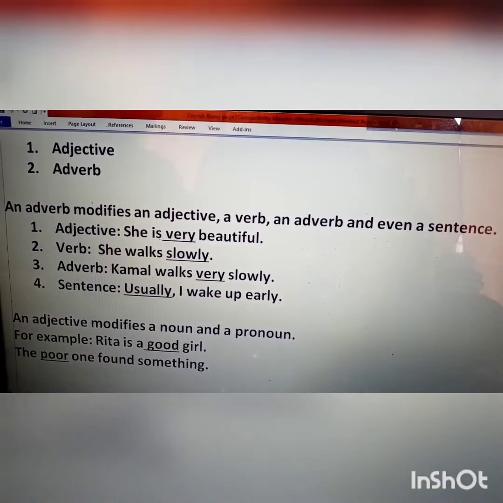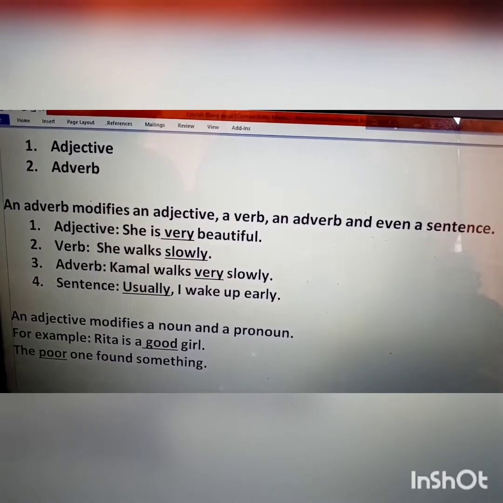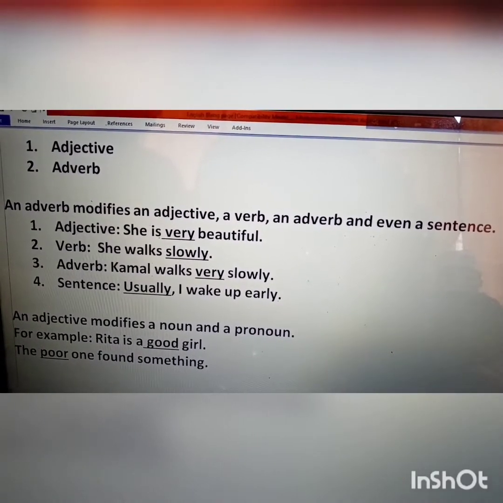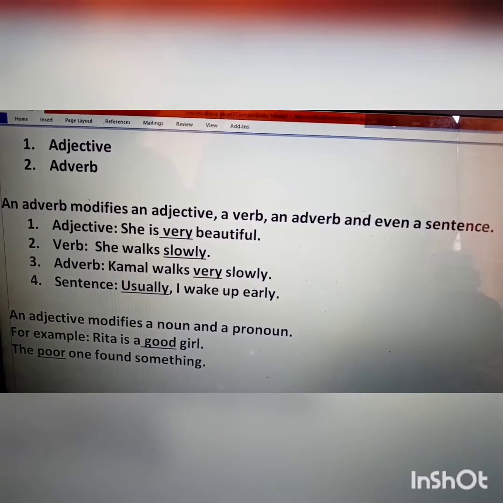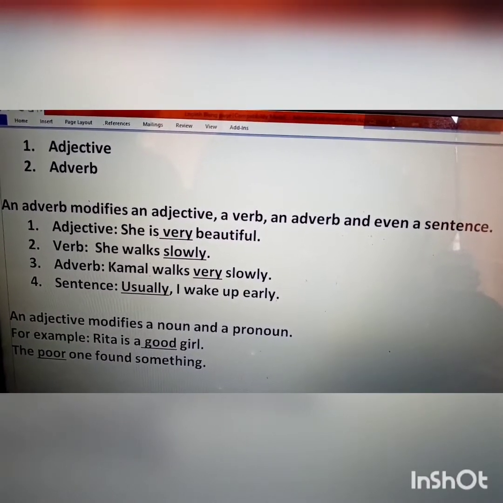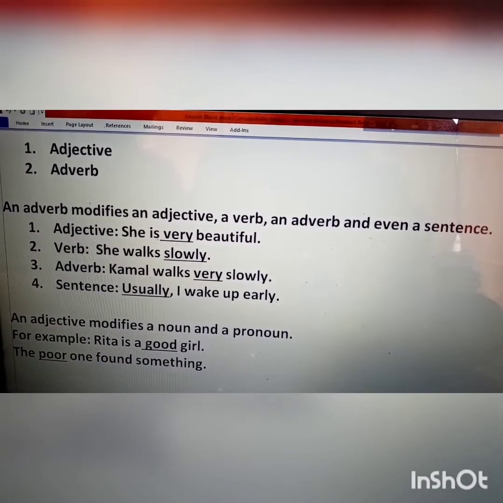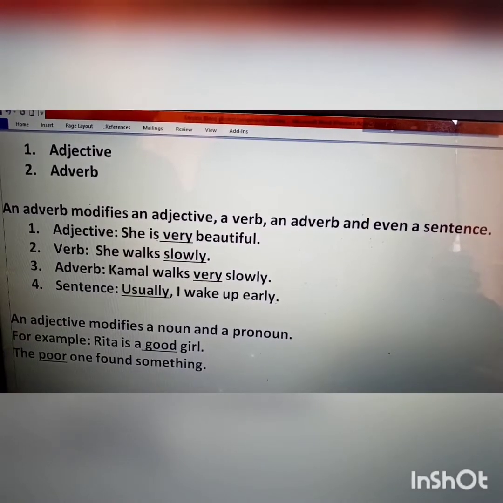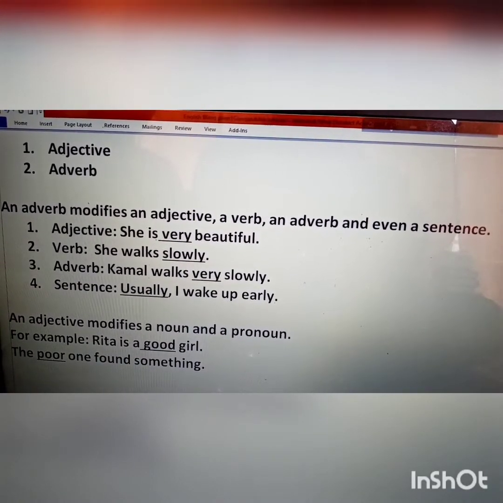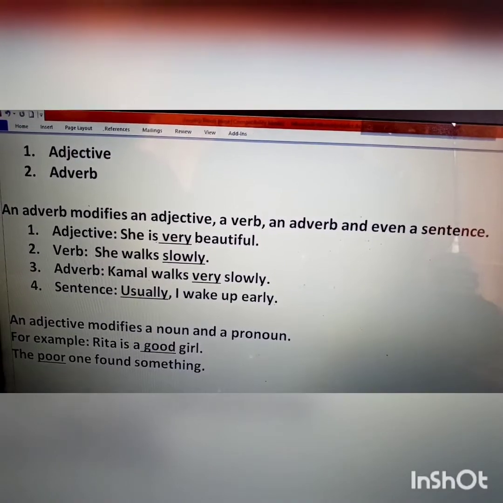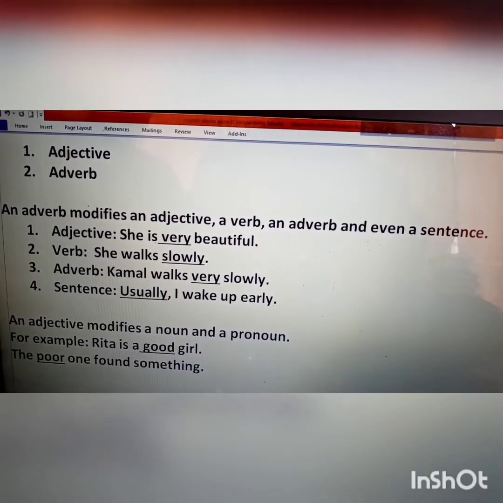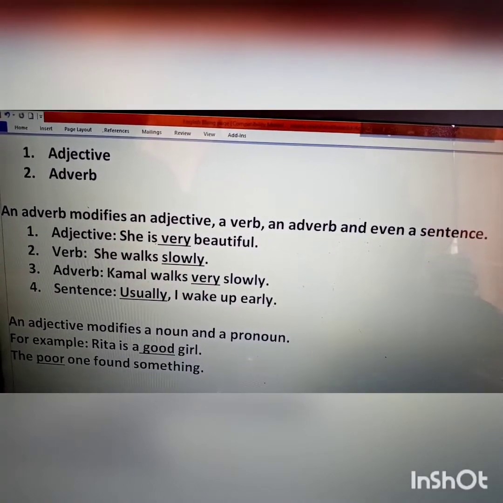Number two, verb. She walks slowly. Here, walks is modified by slowly. Slowly is an adverb. Number three, adverb. An adverb modifies an adverb. In the example, Kamal walks very slowly. Slowly is an adverb, and before that we have used very. That means very modifies slowly.